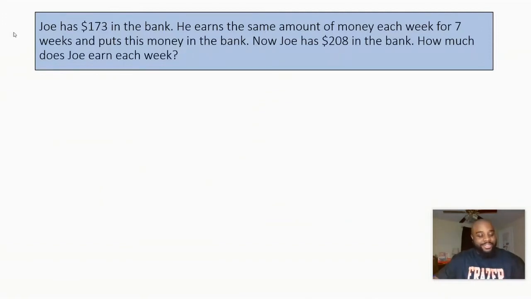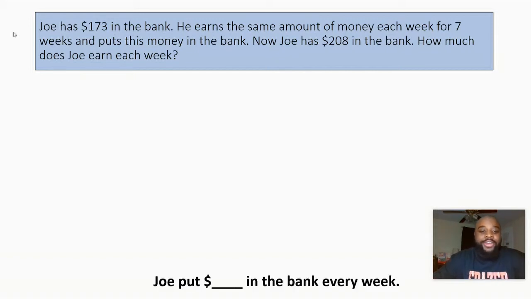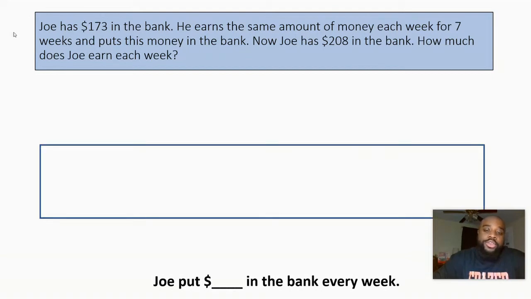Okay. Let's check out Joe. So Joe has $173 in the bank. He earns the same amount of money each week for 7 weeks and puts this money in the bank. Now Joe has $208 in the bank. How much does Joe earn each week? Okay, so let's start off with our answer statement. We're going to create our tape diagram.